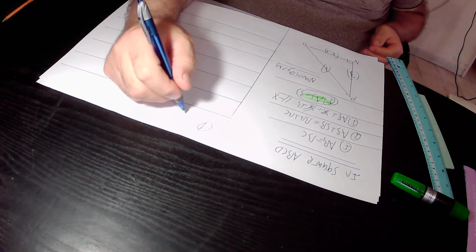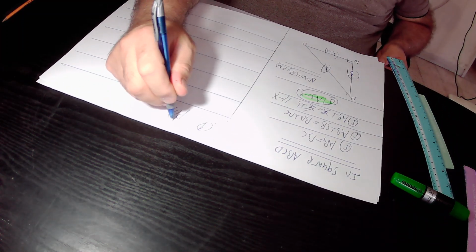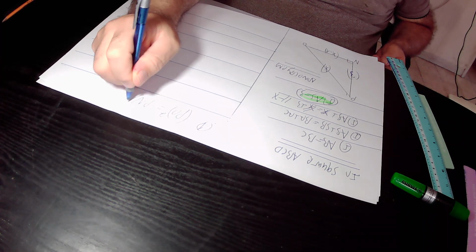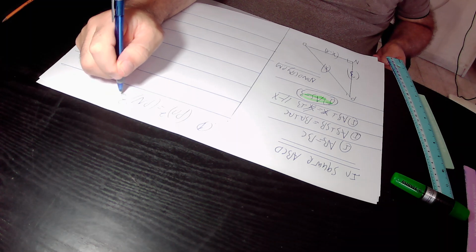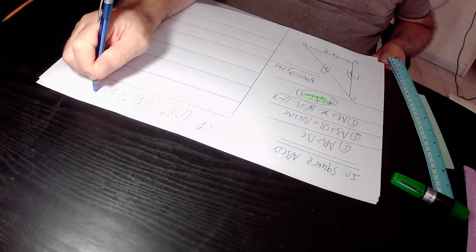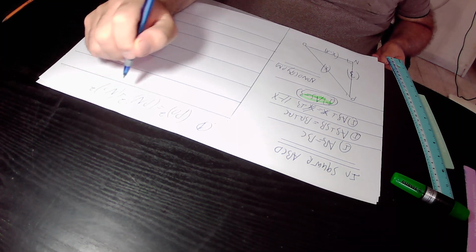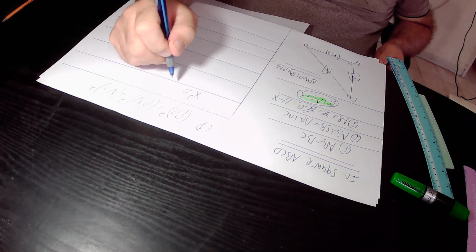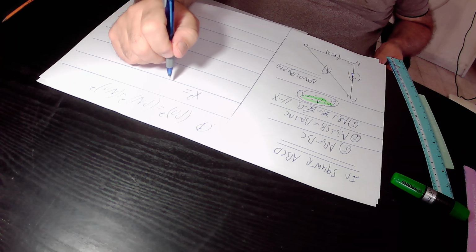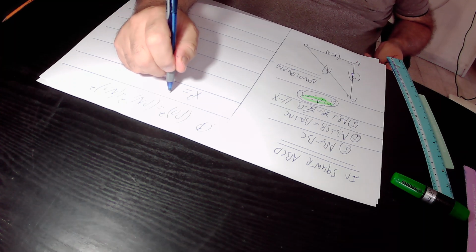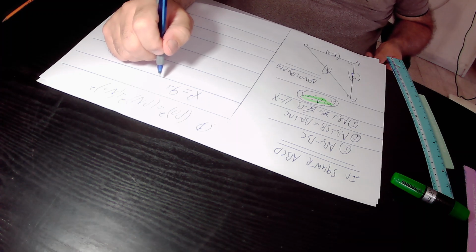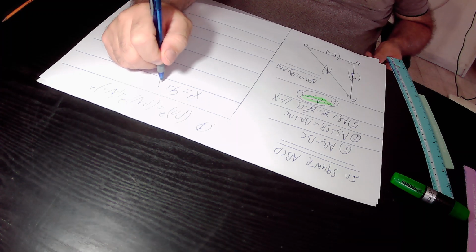So PO squared, that is the square of the hypotenuse, is equal to PN squared plus NO squared. PO is x, therefore PO squared is x squared, and it is equal to PN squared. PN is 3, therefore PN squared is 3 squared, that is 9, plus NO squared. NO is x minus 1, therefore NO squared is (x minus 1) squared.